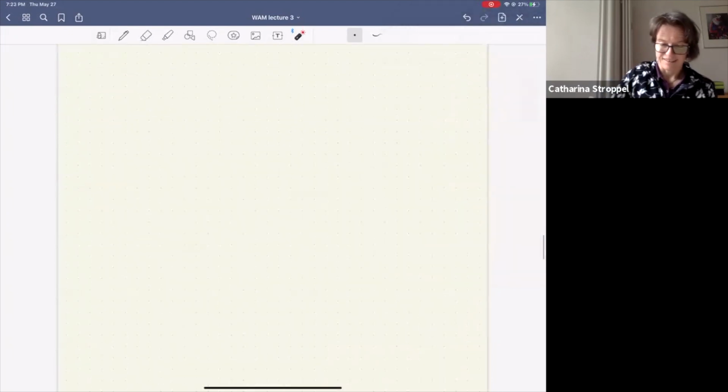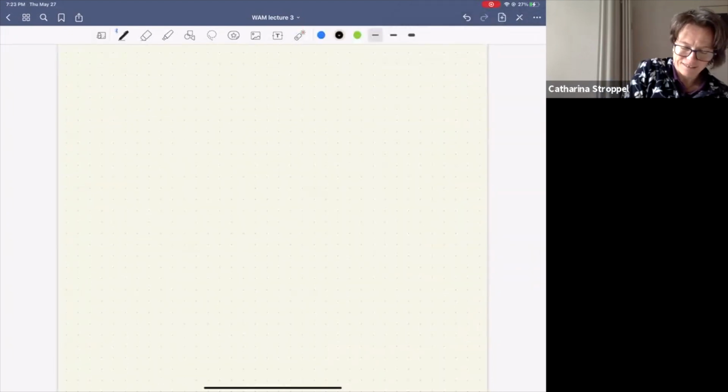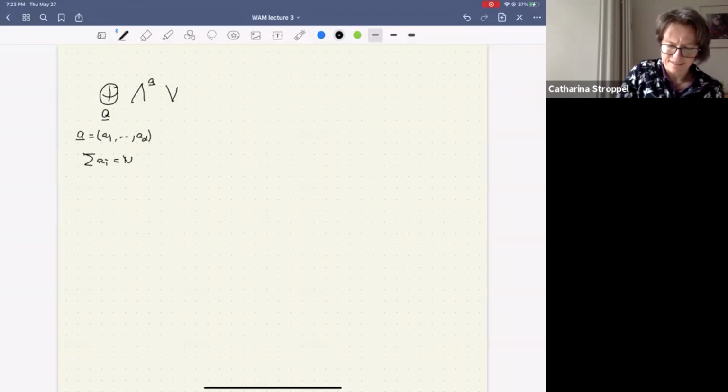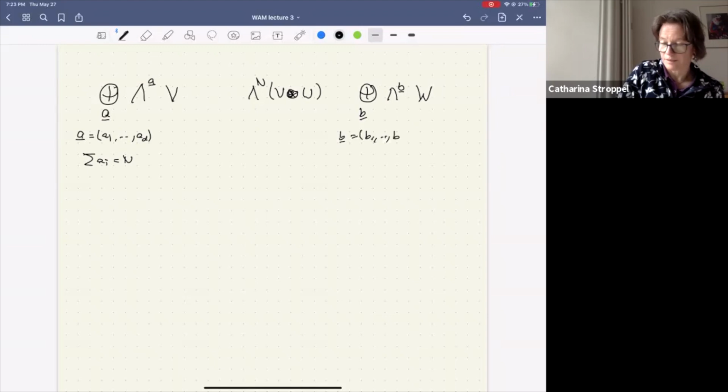I put this in here. So what we saw today is that we have this wedge A of V, the direct sum over all A's, where A has D parts, and the sum is N. And on the other side, this was wedge N V tensor W. And for the other side, it's the direct sum of B, wedge B W, and B is B1 up to Bn. So now let's say I want to take this N to be actually 2m.